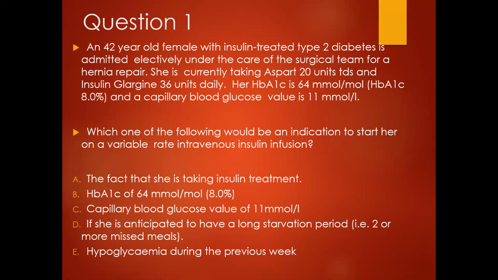The options are: the fact that she's taking insulin treatment, HbA1c of 64 millimole per mole, capillary blood glucose of 11, if she's anticipated to have a long starvation period, that she's going to miss 2 or more meals, and hypoglycemia during the period. So think about this like an exam. Look at the options, look at the question stem, and we'll move on to the answer in the next slide.